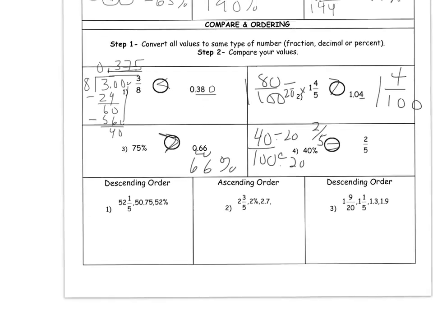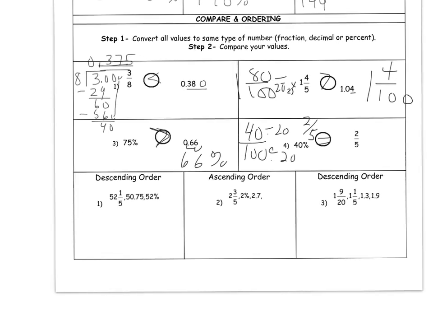Okay, so the last thing we're going to talk about is actually ordering the numbers. So I have a fraction, a percent, and a decimal. So again, you can either get them all into percent, you can go all into decimals, or all into fractions. So I honestly think it is a lot easier to put it all into percents. So let's take this 52 and 1/5 percent.